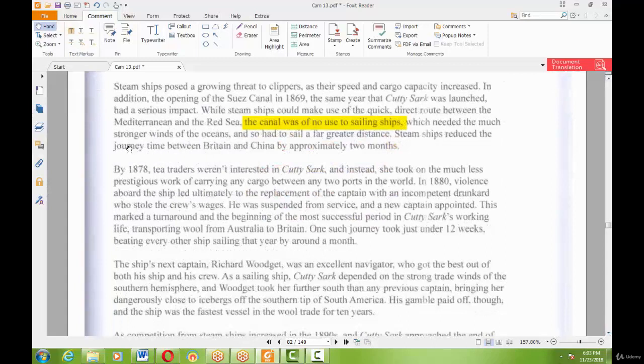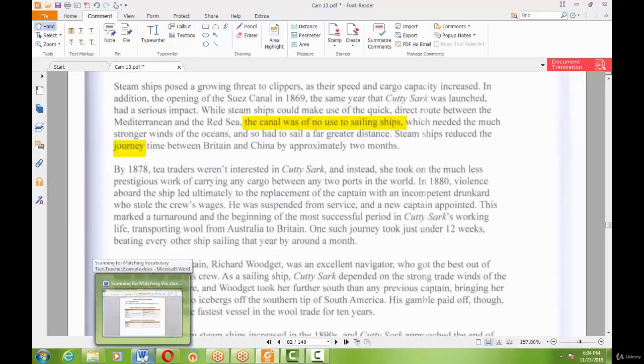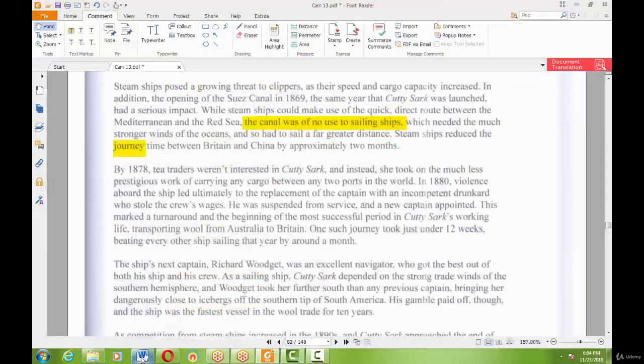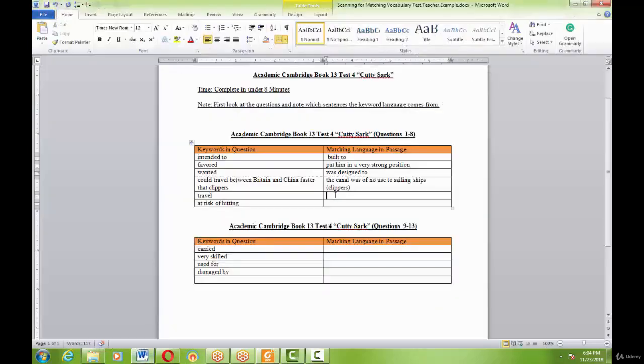Right here is a synonym for travel, the word journey. Travel and journey. All right, and then at risk of hitting.